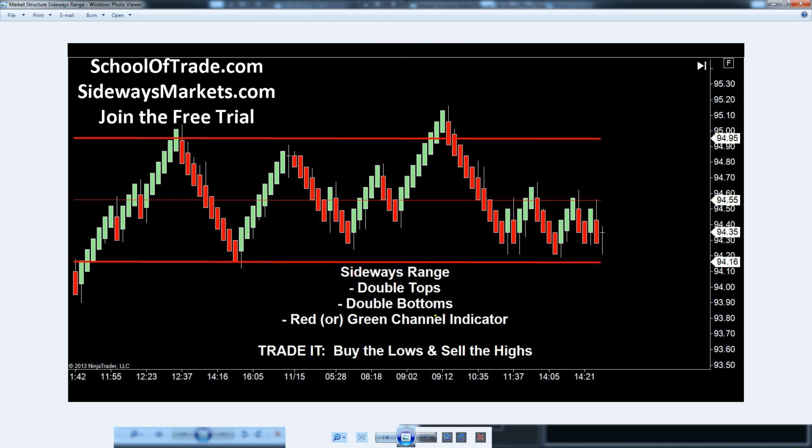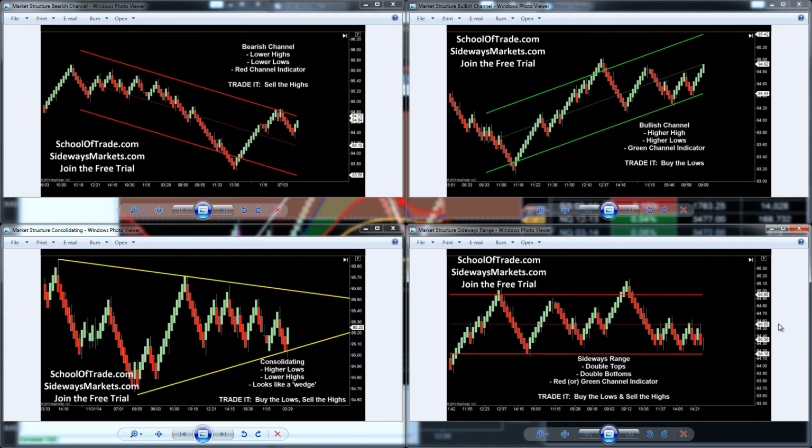It's the same mentality behind a wedge. You want to buy the lows, sell the highs. Same idea where you get opportunities on both sides. So when you get up to the highs, sell them. When you get down to the lows, you can buy them. And it's a way that gives you an opportunity to trade both sides of the market while also technically staying with the trend, since the trend is nowhere.